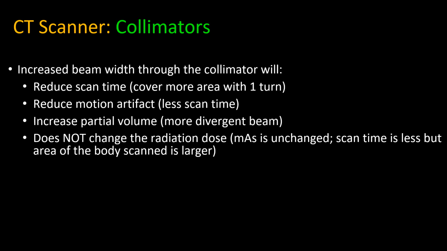If we have a wider beam coming through the collimator, that means we'll reduce the scan time because that wide beam covers more area in each turn. We're going to reduce motion artifact because we're reducing the scan time, and we'll increase partial volume averaging because that beam is more divergent, and the radiation dose will be unchanged. Essentially, the changes cancel out because it's a wider beam, but decreased scan time and unchanged current.